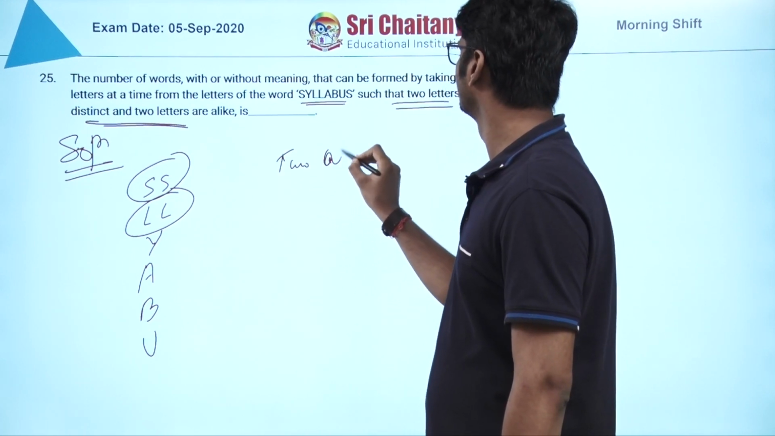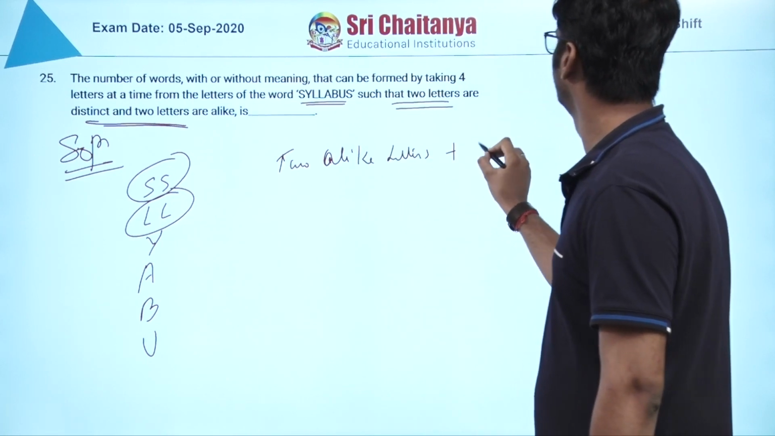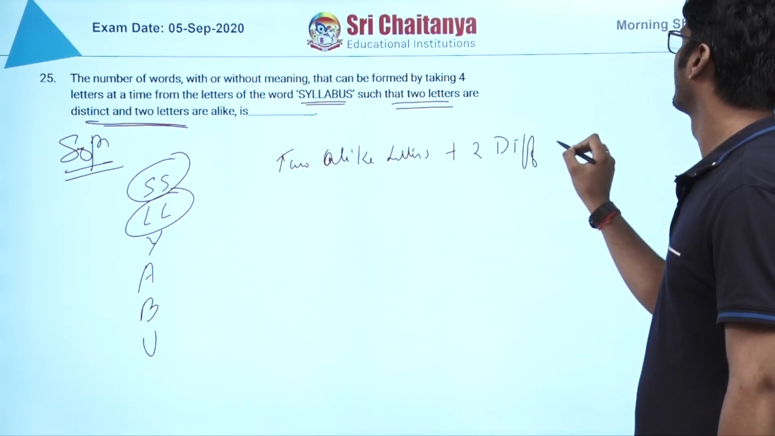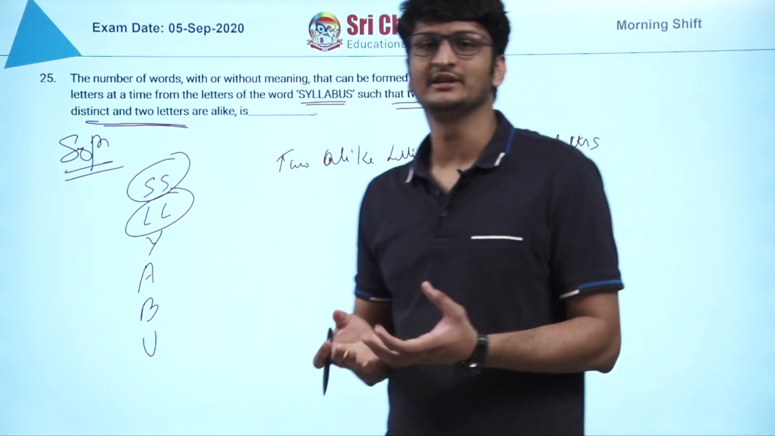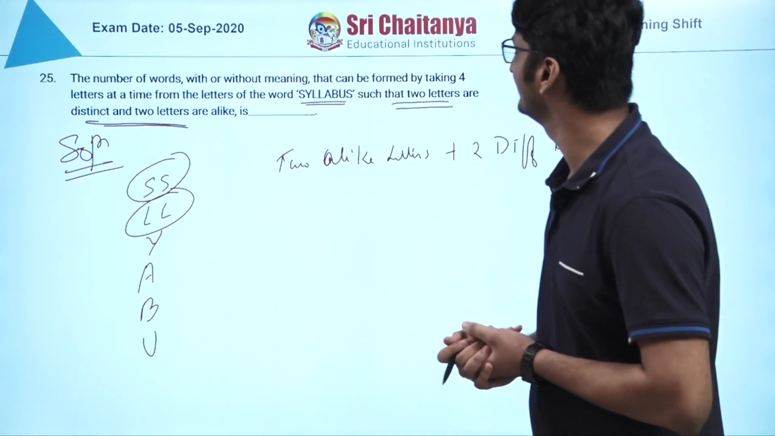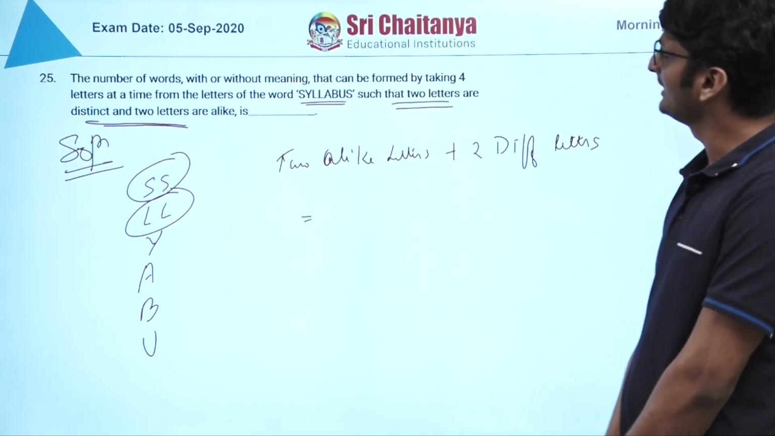We have to form 2 alike letters plus 2 different letters. In how many ways can we select first? We will do first the selection, then the arrangement. Let us see in how many ways we can select two alike letters.